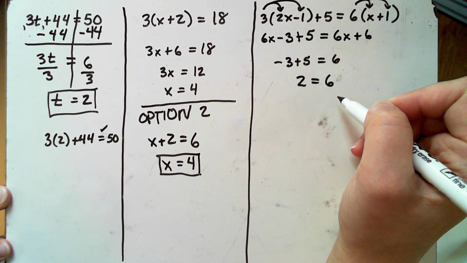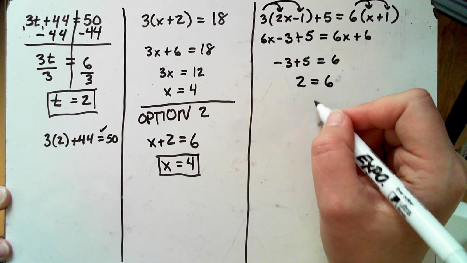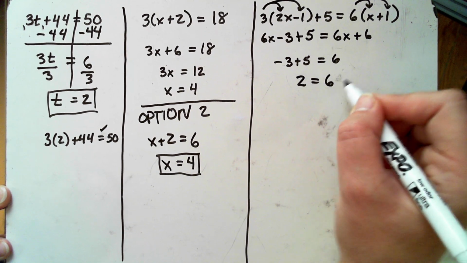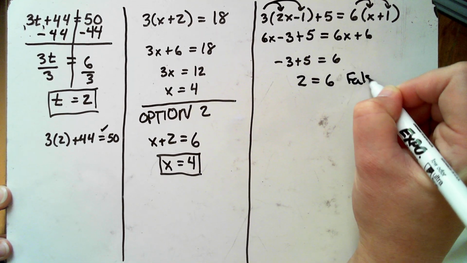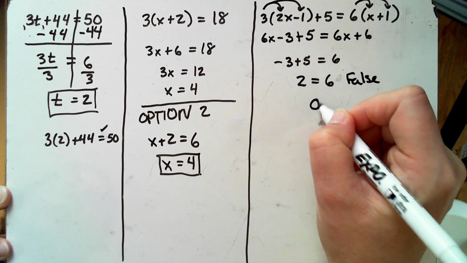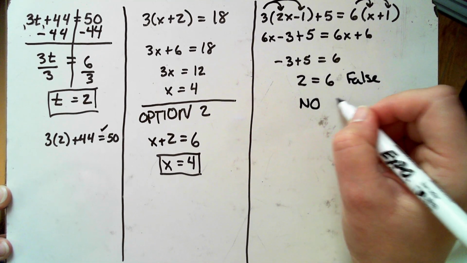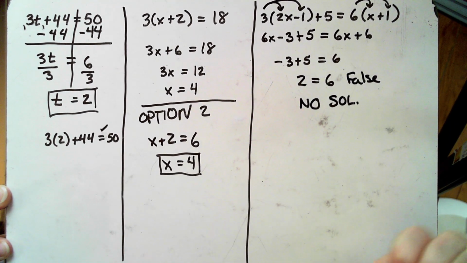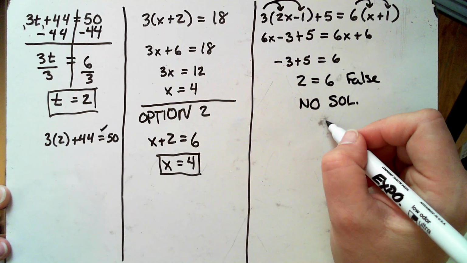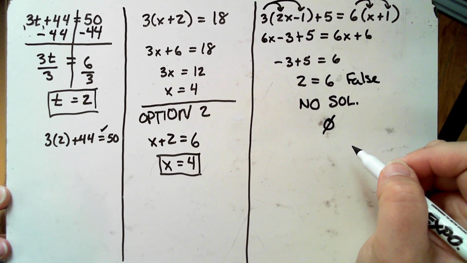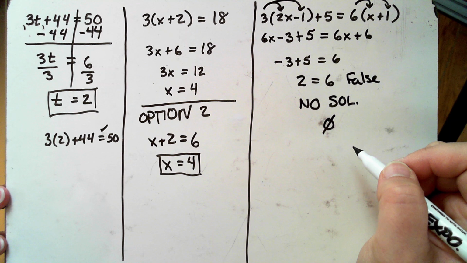Sometimes that happens, and this is what we call a contradiction because 2 does not actually equal 6. This is a false statement, and this actually has no solution. Okay, you can write no solution, or you can write 0/ to mean no solution. Those are the 2 ways to note it.